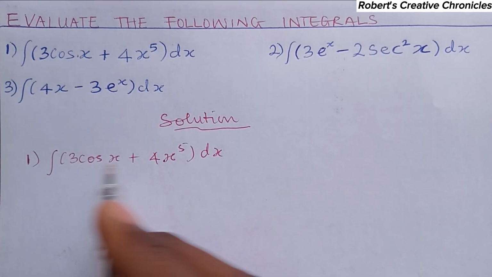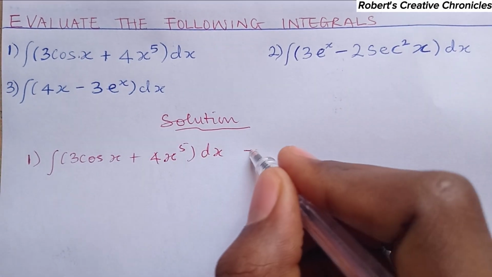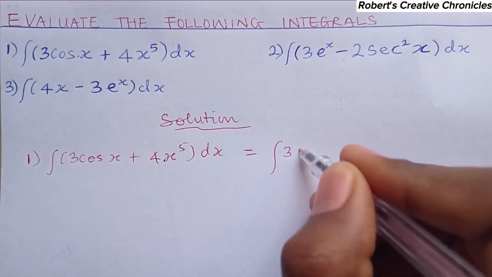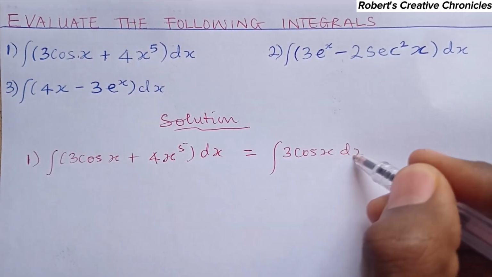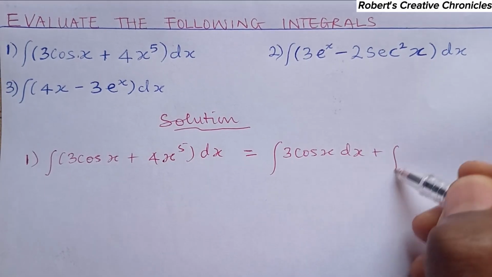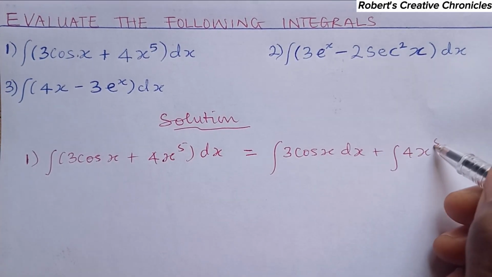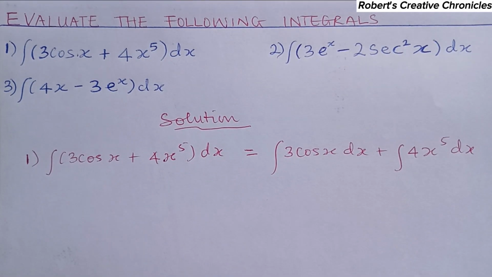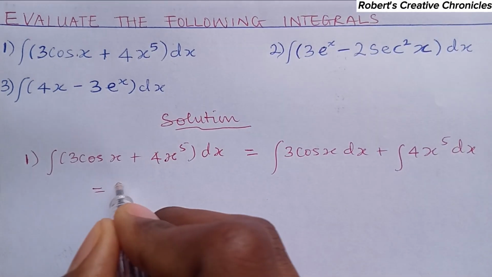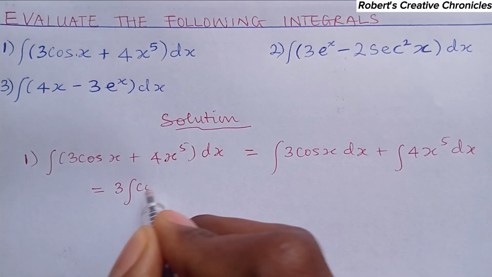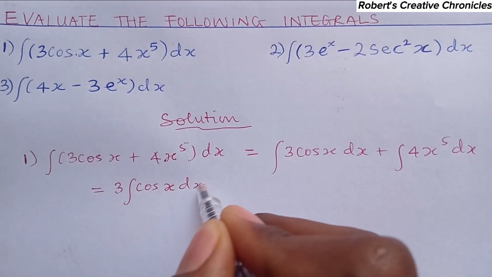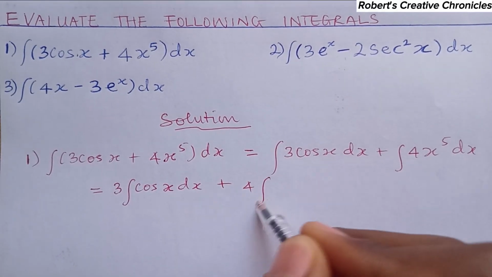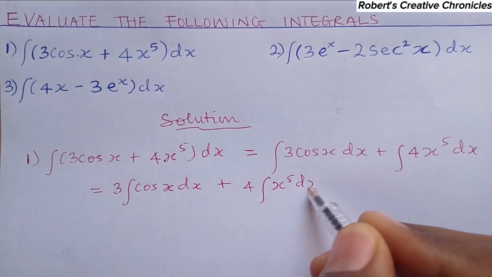So now we'll just open this bracket. This becomes integral of 3 cos x dx plus integral of 4x to the power of 5 dx. Now we can integrate this, we can integrate this. So this becomes, what? Integral of 3 cos x. We can factor out the constant. It becomes 3 integral of cos x dx plus 4 integral of x to the power of 5 dx.